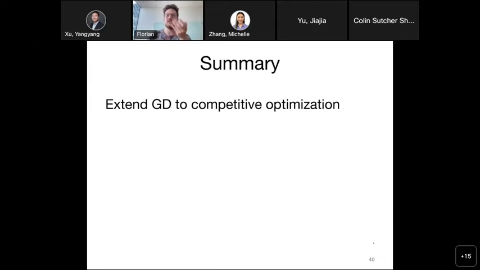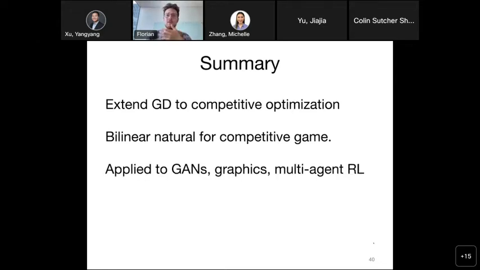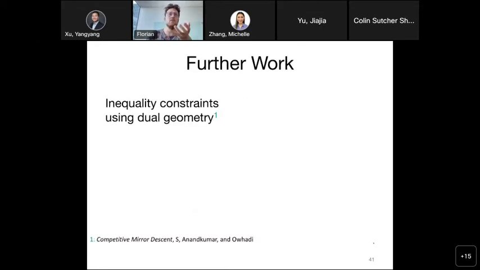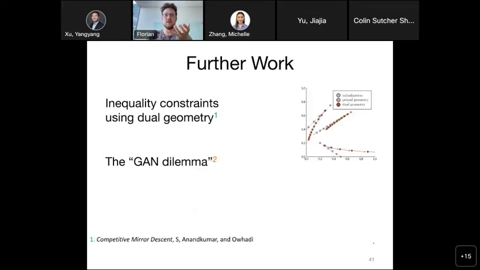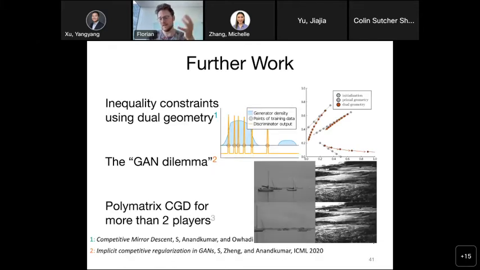So, the summary: this first part was about extending gradient descent to competitive optimization. We argued that this bilinear approximation is the natural choice for competitive games, and we showed applications to GANs, graphics, and multi-agent RL. There's also some further work on incorporating equality constraints, understanding why GANs work, and extensions to beyond two players that unfortunately I didn't have time to talk about here, but you're welcome to check out these papers on my webpage.